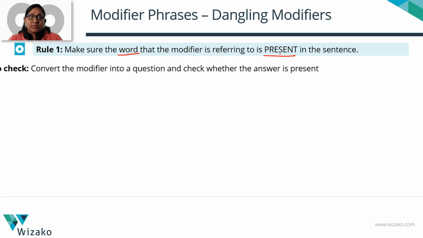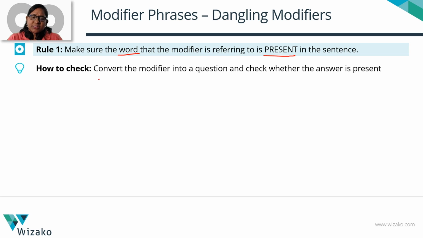Okay, so how do I check for this? The easiest way, whenever you're working with a modifier that is a phrase, we're going to discuss a bunch of rules, we're going to discuss a bunch of special circumstances. Always start by converting that modifier into a question. By converting the modifier into a question, you're making sure you understand the meaning that the modifier is trying to convey. And when you make sure you understand the meaning, you will also make sure that the reference is present in the sentence. Let's take an example.